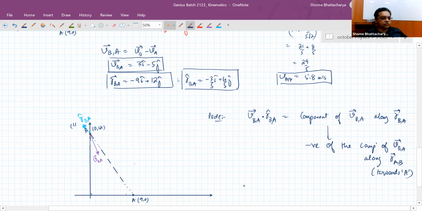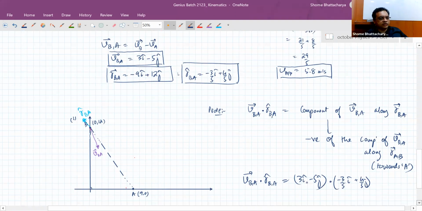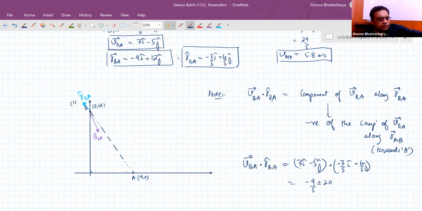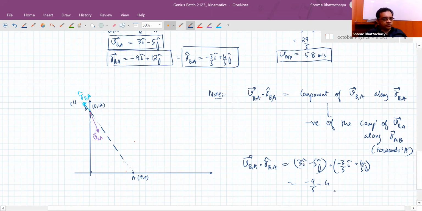So let's see now. VBA dot product with RBA cap. Let's do that calculation from above. So 3 i cap minus 5 j cap, dot product with minus 3 by 5 i cap plus 4 by 5 j cap. So that should give us what we're looking for: minus 9 by 5 minus 20 by 5, which is minus 4 point something. So not only is it a negative quantity, but it's the quantity that we are looking for.